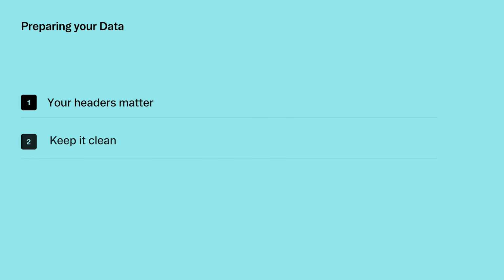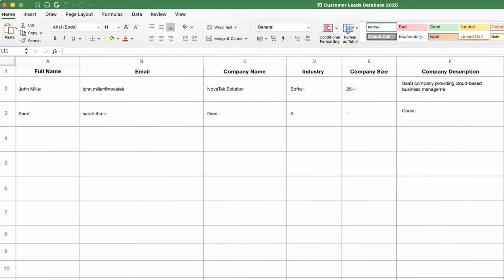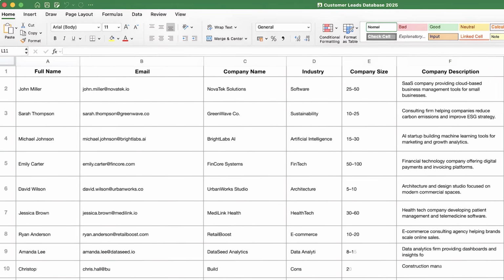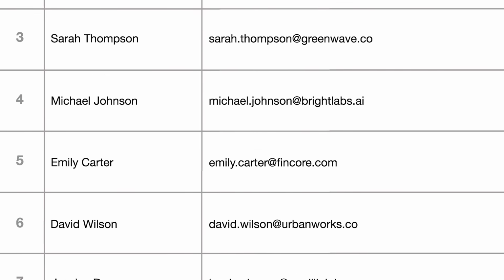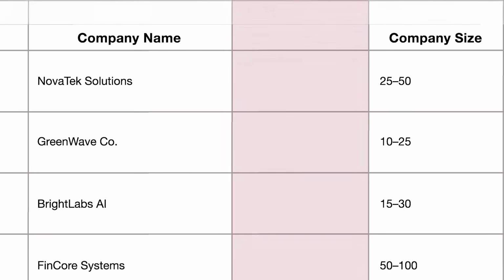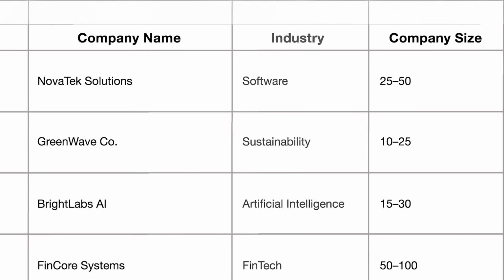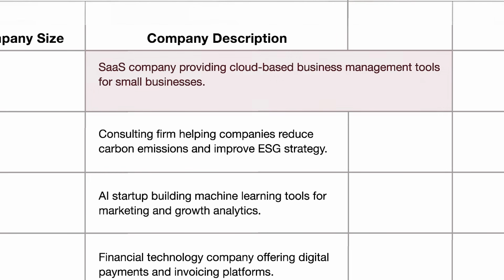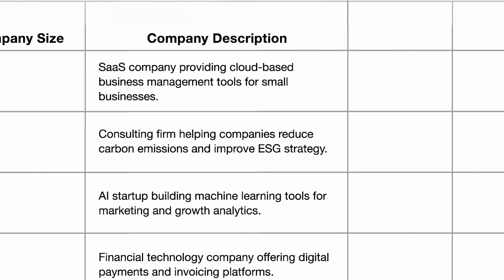Second, keep it clean. Structure your data like a simple table. Each row is one record. Each column is one type of information. No empty columns between your data. Glide might not detect columns that come after a gap. And definitely no merged cells. They might look nice in a spreadsheet, but they break the tabular structure Glide needs.